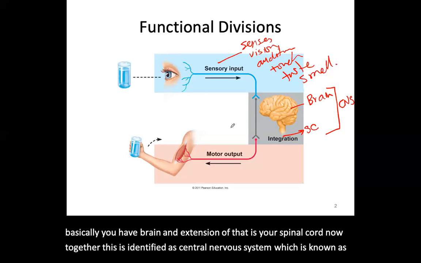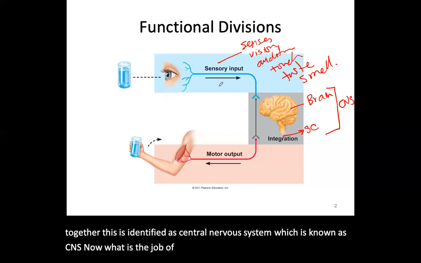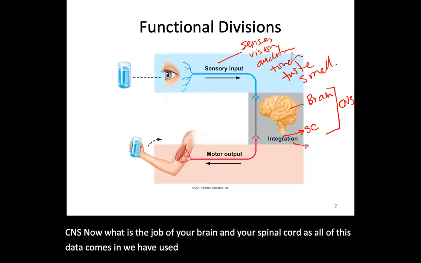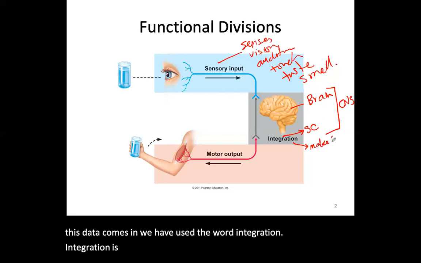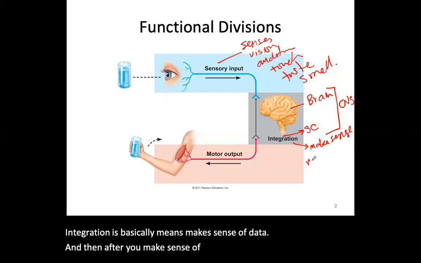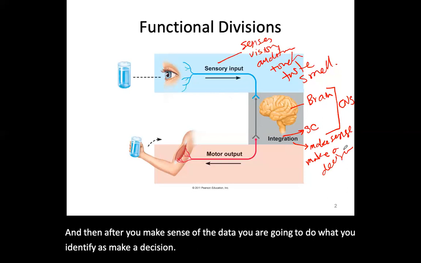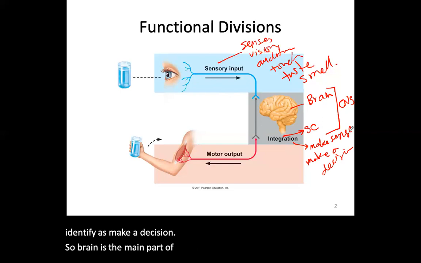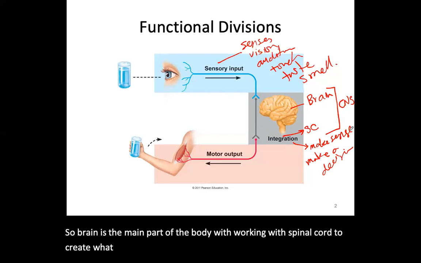Now, what is the job of your brain and your spinal cord as all of this data comes in? We have used the word integration. Integration basically means make sense of data. And then after you make sense of the data, you are going to make a decision. So the brain is the main part of the body, working with the spinal cord to create what we identify as the central nervous system. And again, it's your big boss, makes the decision, makes sense of the data that's been collected.